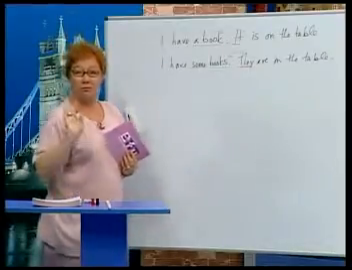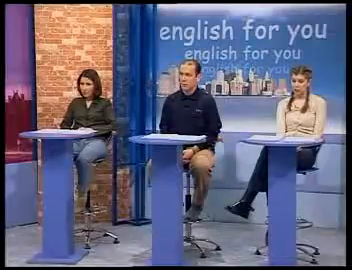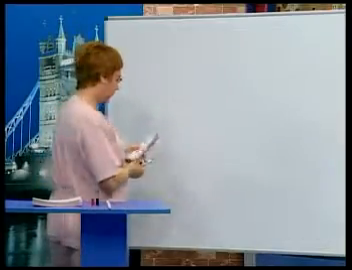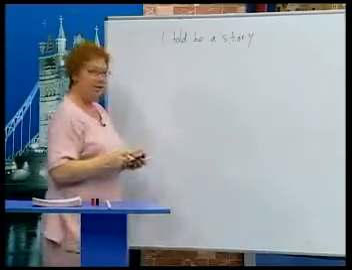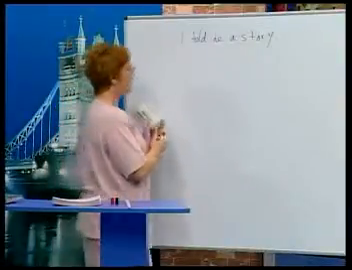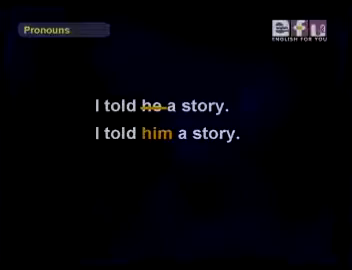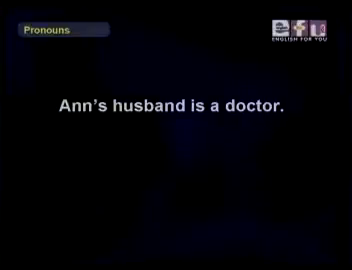I'm going to write some wrong sentences on the board, and our assistants will make them correct. Okay, now, here we go. I told he a story. Ali, what's wrong with this? I told him a story. Yes, I told him a story. Why? I cannot use he because he is not the subject. Okay, and what's him? It is object pronoun. Yes, good.